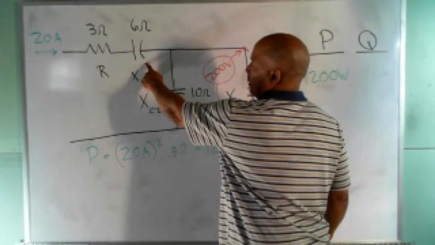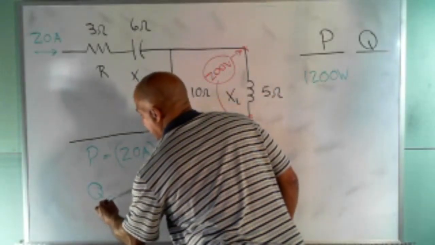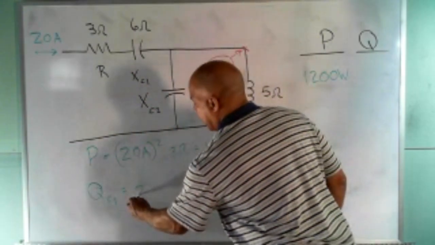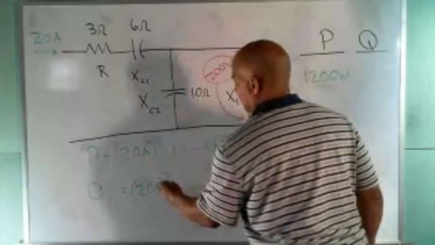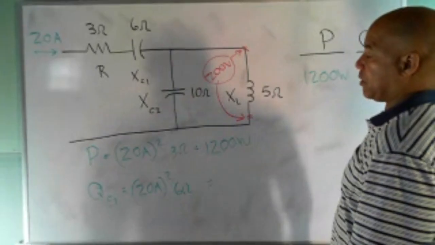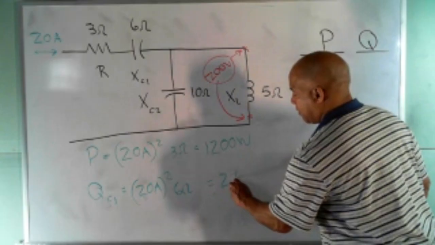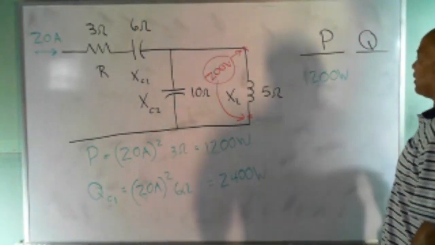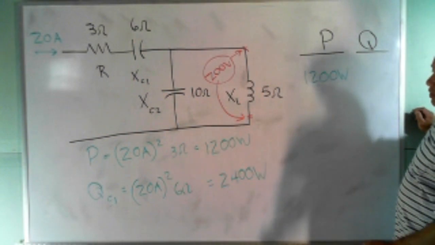I can get, we'll call this QC1, the same way as I got this power. It's going to be 20 squared times 6. So what is that? 400 times 6, 6 times 4. Is that 2400? Make sure I'm doing my arithmetic right because I'm really tired, I'm hungry, and I start to mess up. I think it's 2400.